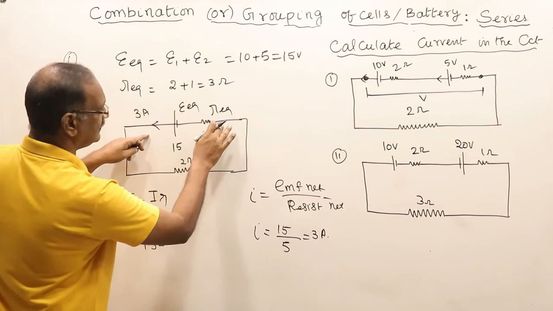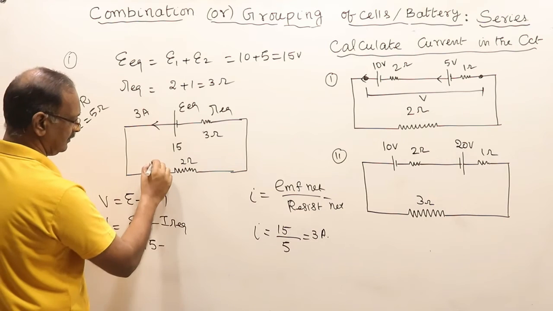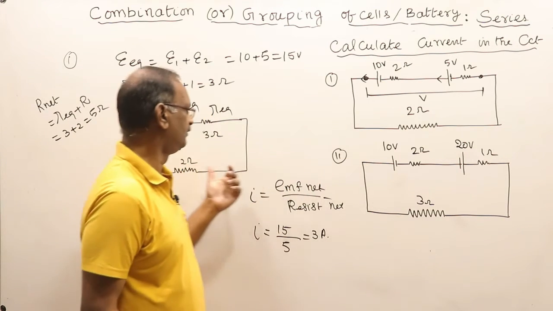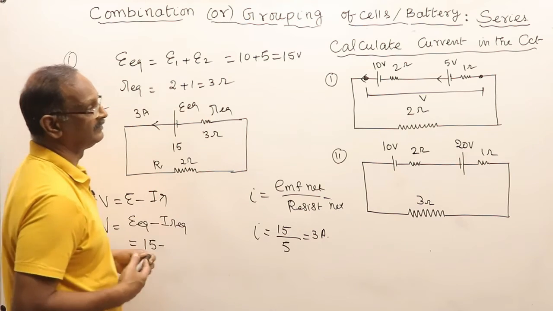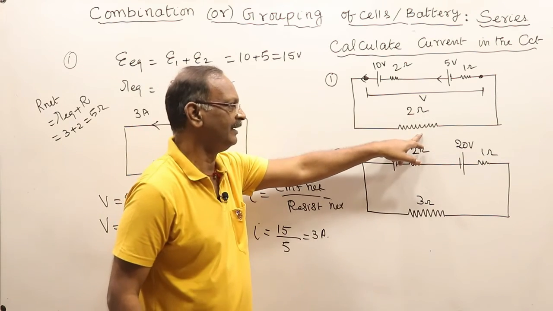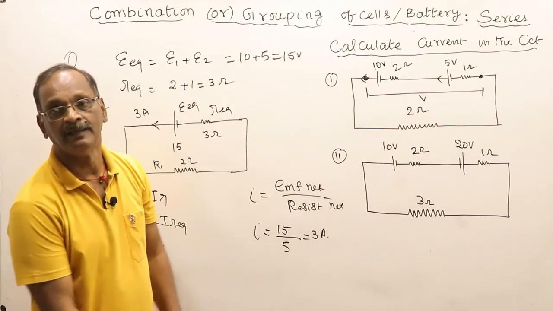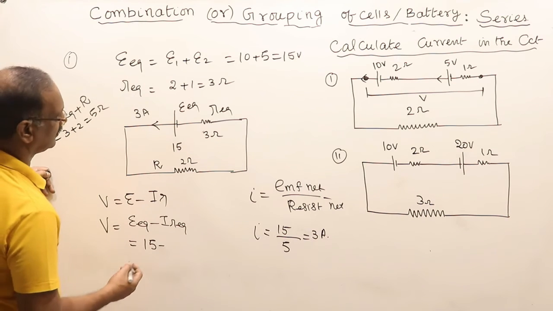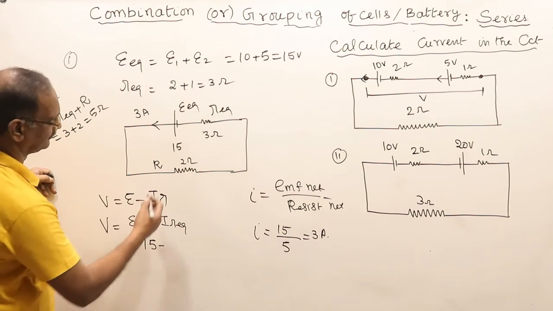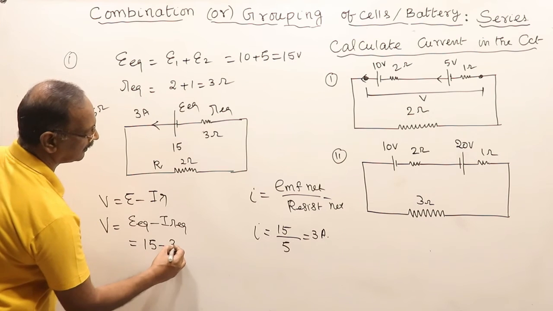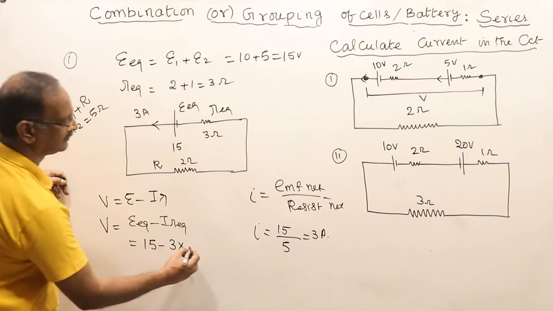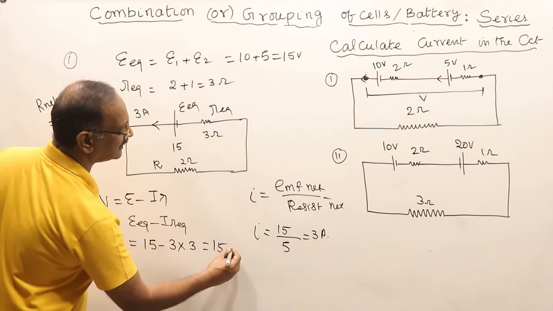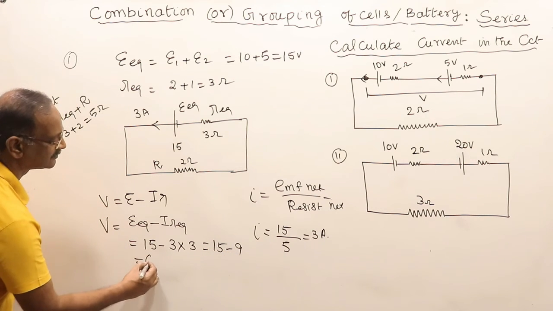R equivalent means this is not included. This is our external resistance. It will not come into play for calculating the terminal potential. It will come into play when we calculate current through the circuit. So 15 minus I, how much? I is equal to 3 ampere into R equivalent, R equivalent is equal to 3, is equal to 15 minus 9 is equal to 6 volt.